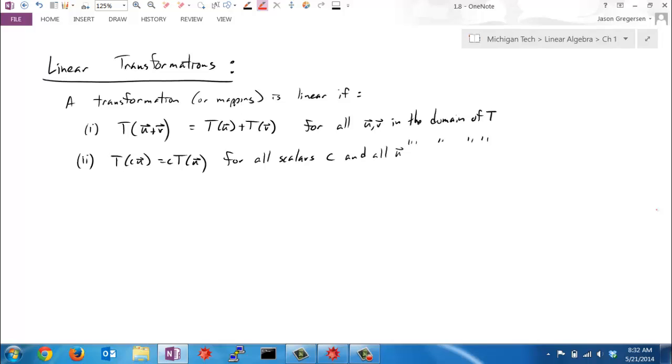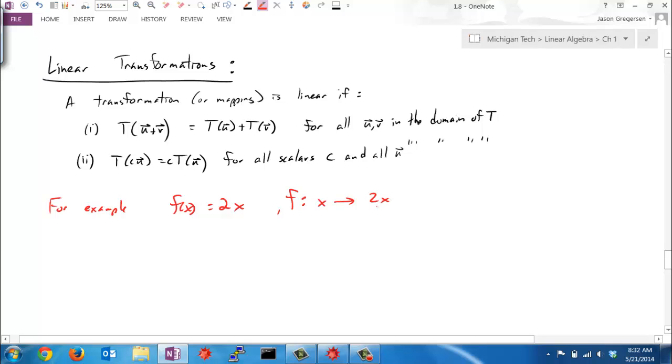So I might want to check if a certain transformation is linear. So for example, is the function 2x linear? If I think that this is a transformation where f is transforming x to 2x, is that a linear transformation? Now it looks like it. It's a line, right? So I might expect it to be linear. But I actually have to show it using these properties. So how do I show these properties are satisfied?